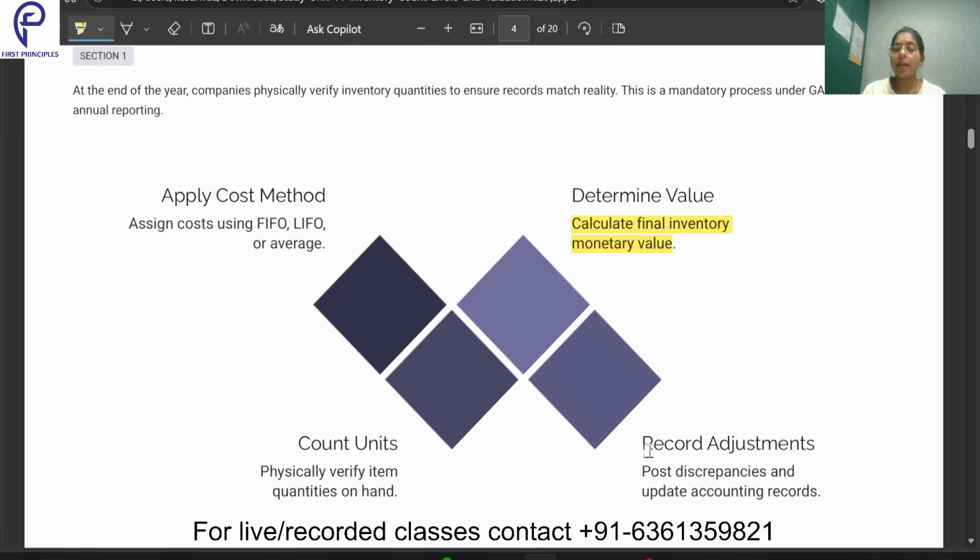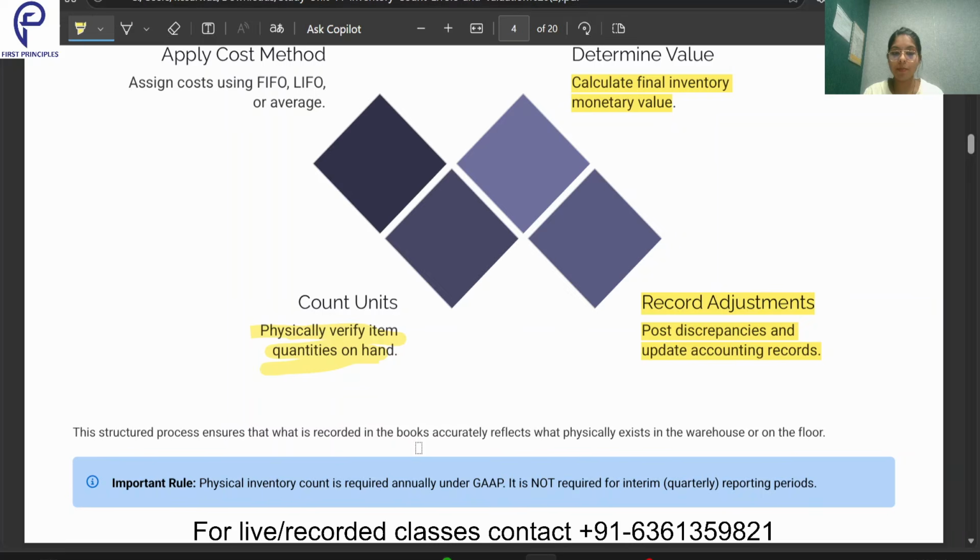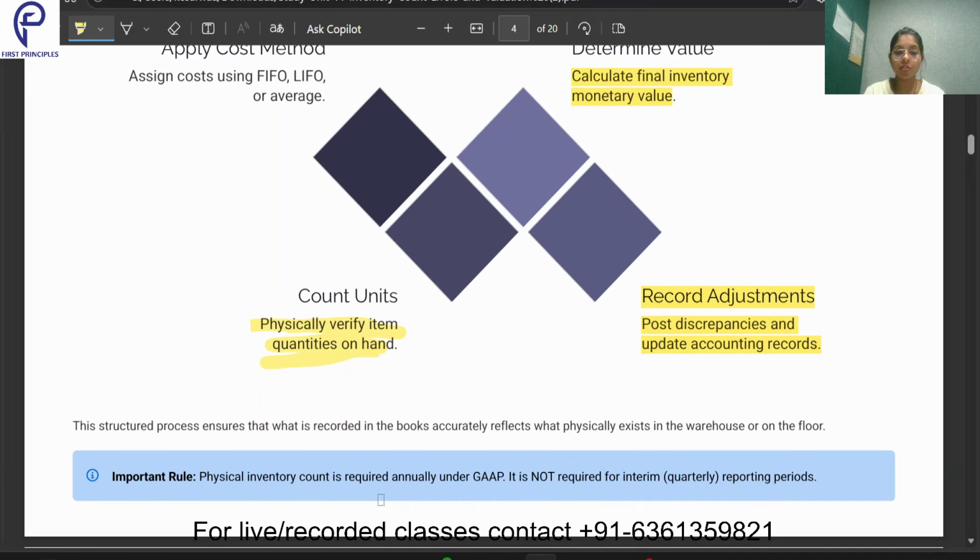Then if there are any changes between what is there on the books and what is there in the warehouse, they will record the adjustments. They will post the discrepancies and update the accounting records. If there is any error, it has to be corrected, and accordingly we should pass the journal entries in order to correct it. And lastly, we have to count the inventory again to verify that what is there on hand should be there on my balance sheet as well. Both should match. So this structured process ensures that what is recorded on the books accurately reflects what physically exists in the warehouse or on the floor.